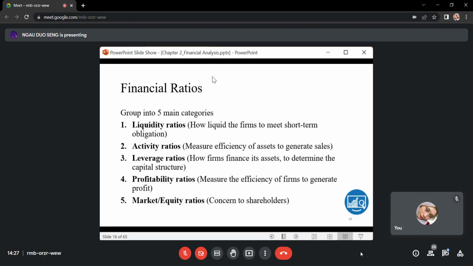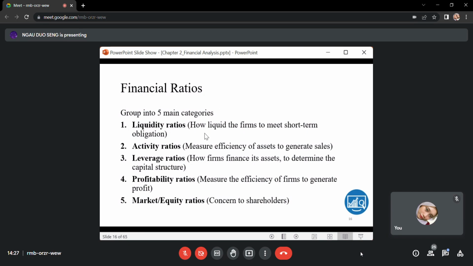Next, we have financial ratio. We have 5 groups, 5 main categories. First one, we have liquidity ratio. Liquidity ratio answers what? How liquid the firm is to meet short-term obligations. Liquid means kecairan, liquidity. How liquid?